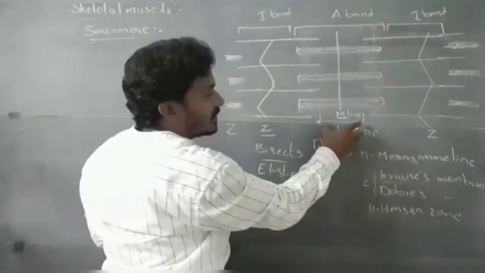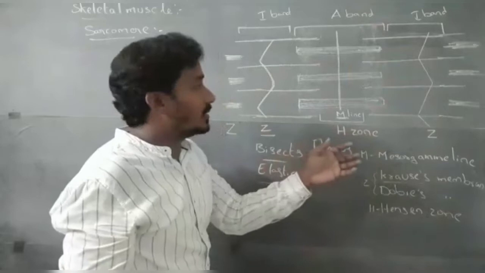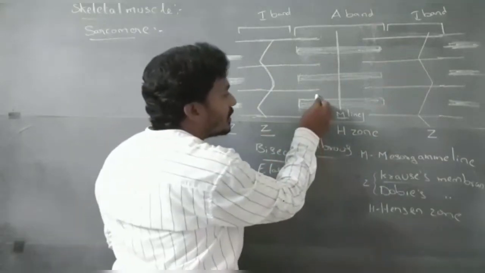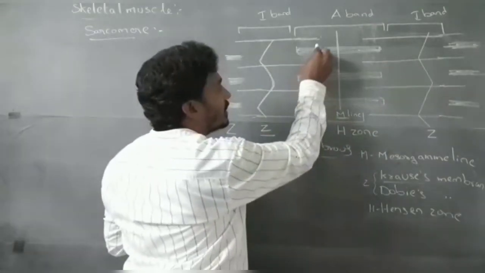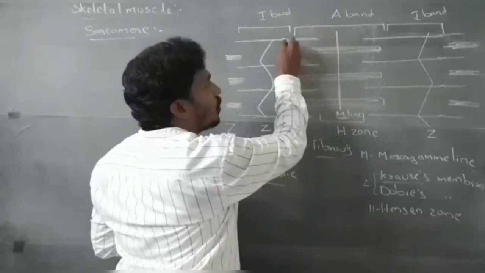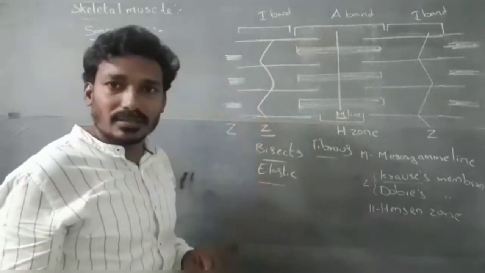The center of the H zone is lighter compared with the edges of the A band because of the presence of overlap of the thin filaments.